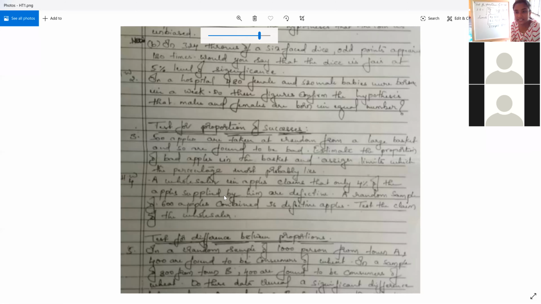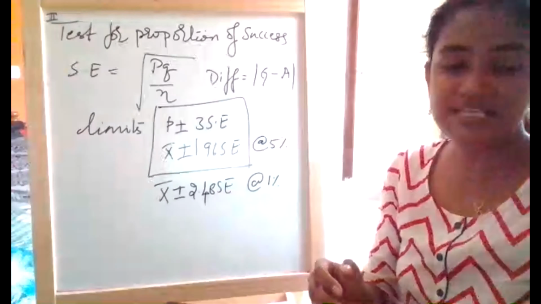500 apples are taken at random from a large basket and 50 are found to be bad. Estimate the proportion of bad apples in the basket and assign limits within which the percentage most probably lies. So they are asking us the limits in the form of percentages. So what is given to us, guys, as per this question?